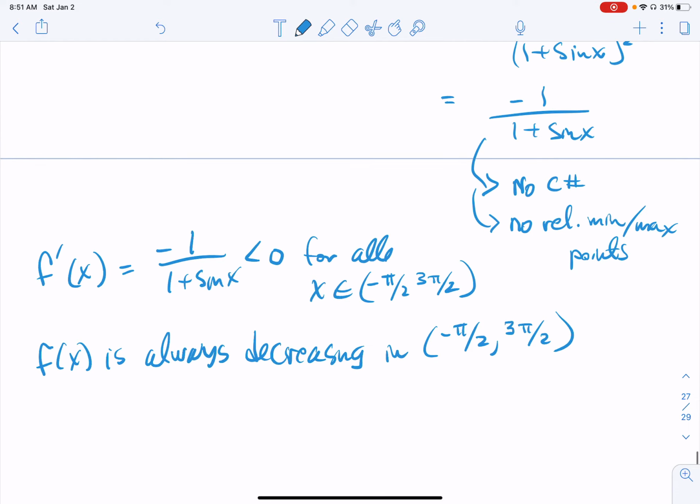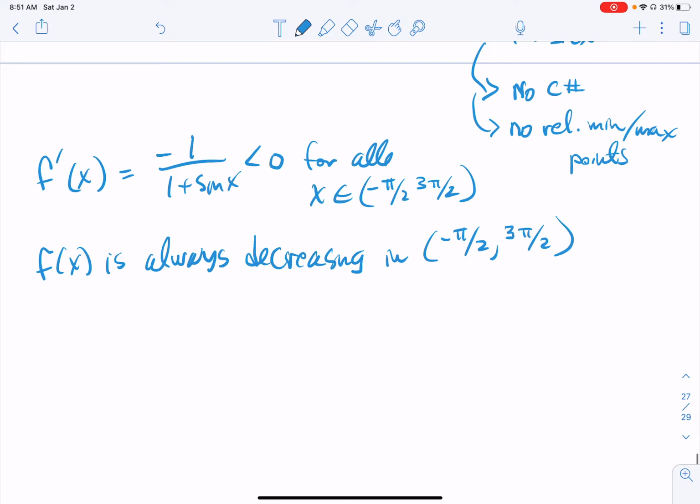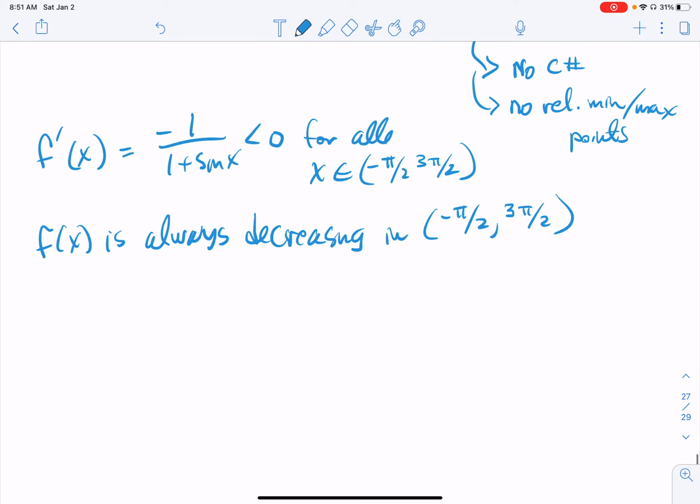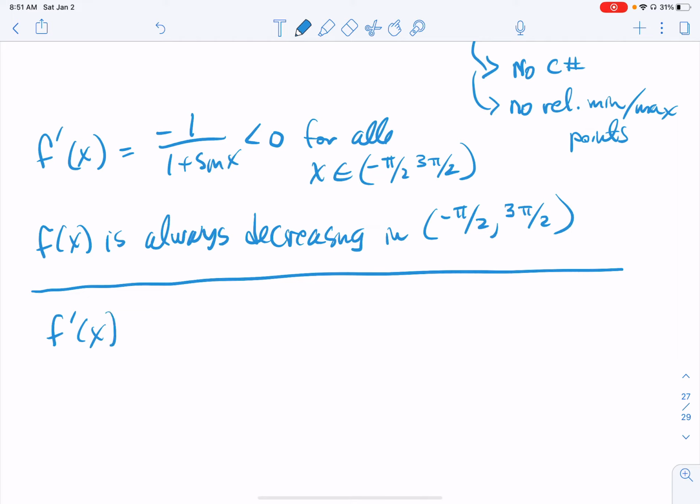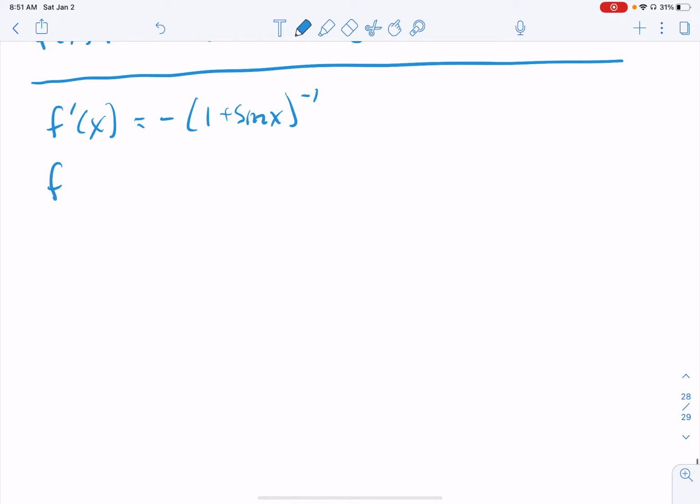Okay, and let's see, we've done increasing and decreasing and relative extrema. Let's take the second derivative so that we can figure out concavity, possible points of inflection. So our first derivative, I'm going to rewrite this thing like this and totally avoid having to use the quotient rule on it. So -1 plus sine x to the -1 power, and take its second derivative thusly.